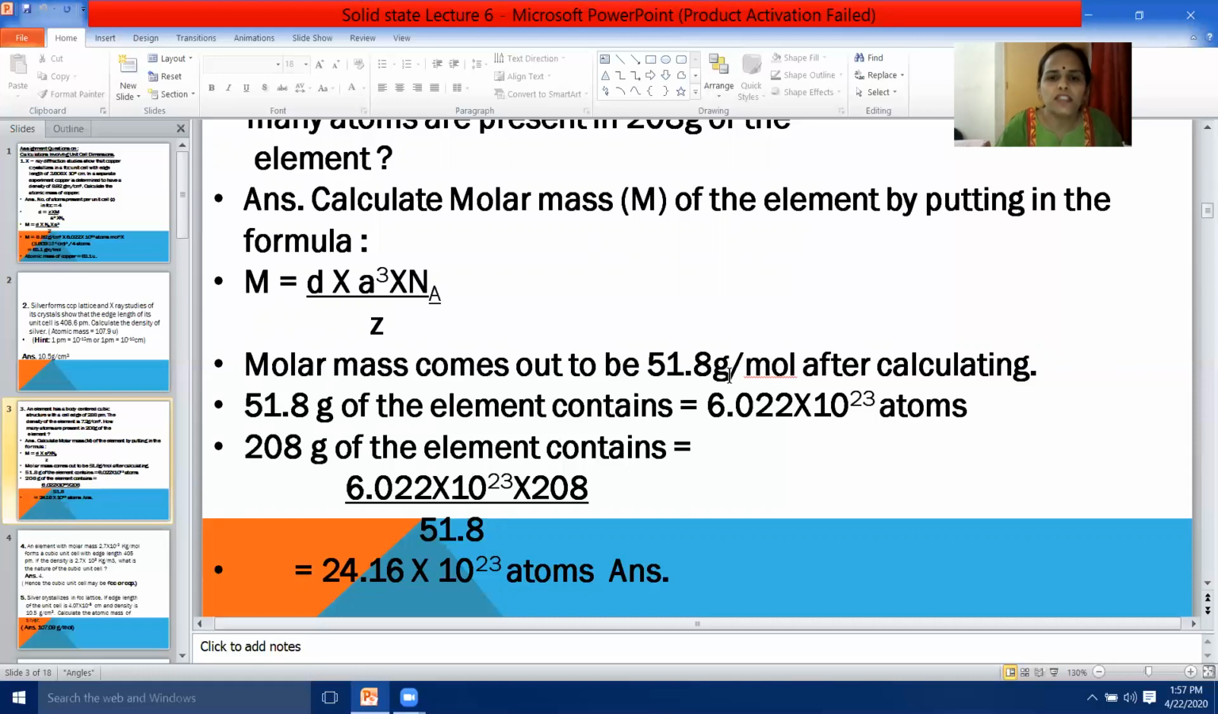51.8 gram of the element contains how many atoms? 6.022 into 10 raised to 23 atoms. Therefore, 208 gram of the element will contain, this is the unitary method by which you will be solving, 6.022 into 10 raised to 23 divided by 51.8 into 208, and the gram gets cancelled and you get the value here as 24.16 into 10 raised to 23 atoms.